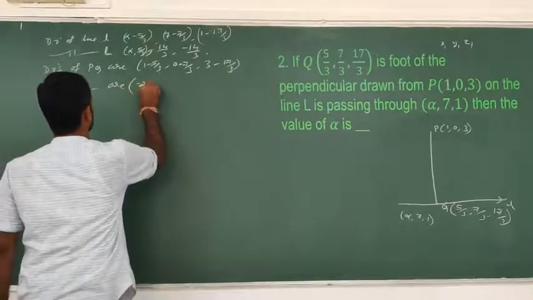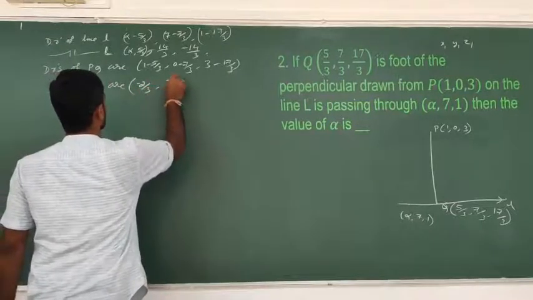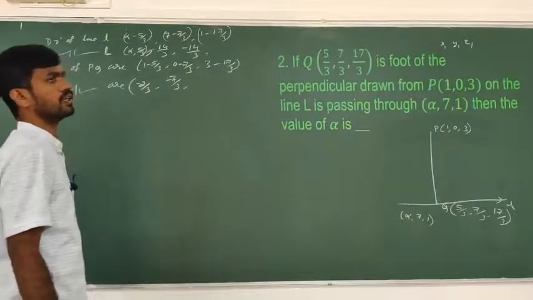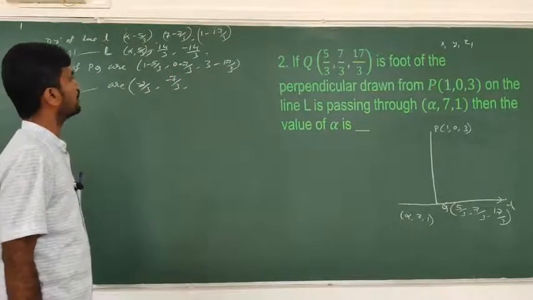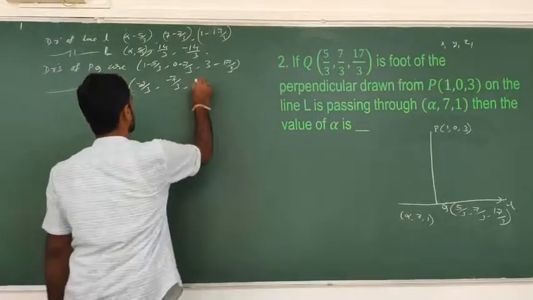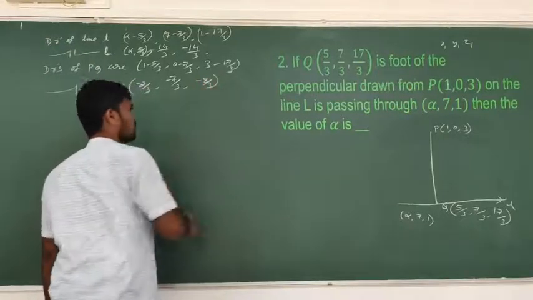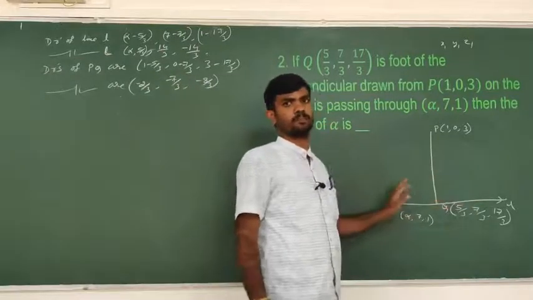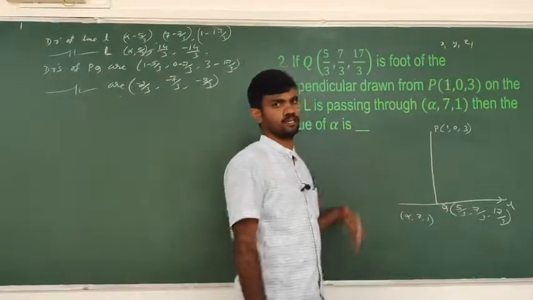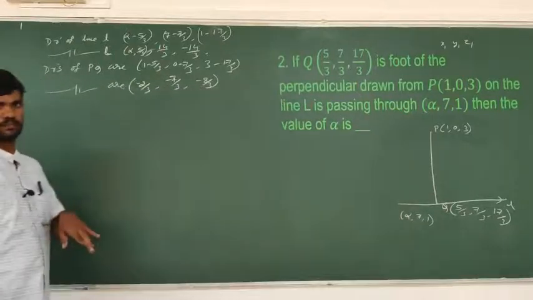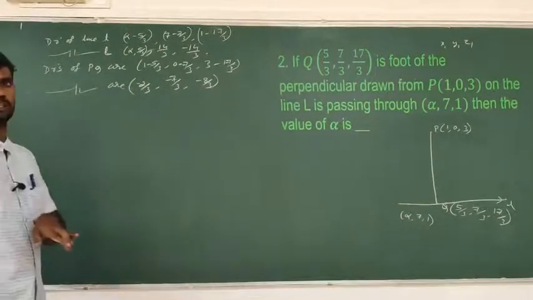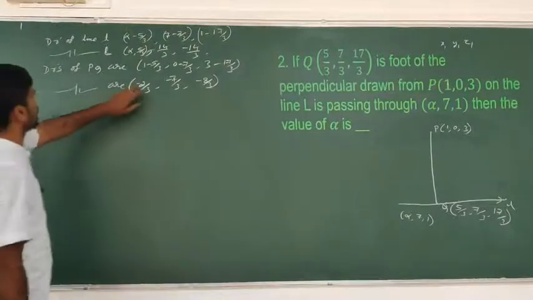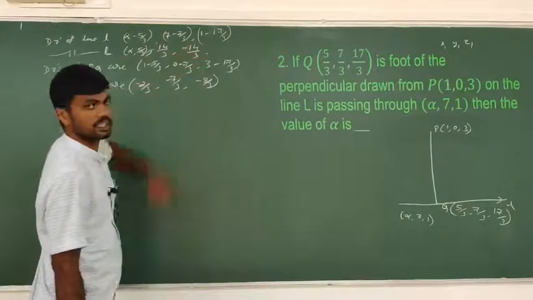Minus 2 by 3 comma minus 7 by 3 comma 3 3s are 9, 9 minus 17 is minus 8 by 3. So now given that PQ is perpendicular to L, if two lines are perpendicular, the formula is that the sum of the product of their corresponding direction ratios is equal to 0.